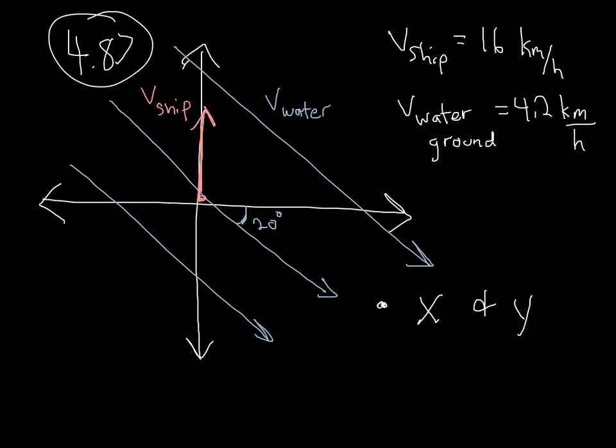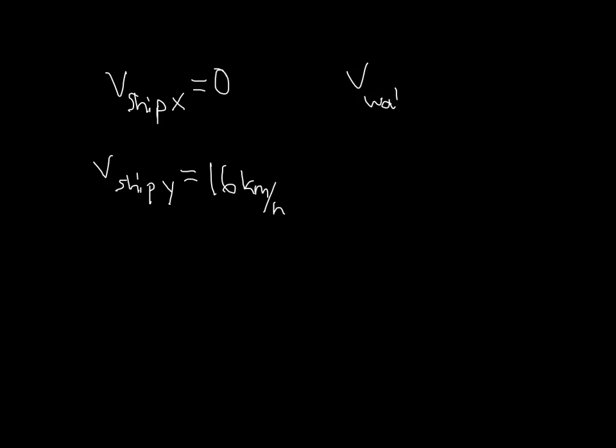What's the velocity of the ship in the X direction? There's none. 0. What's the velocity of the ship in the Y direction? 16. 16 kilometers per hour. What's the velocity of the water in the X direction?